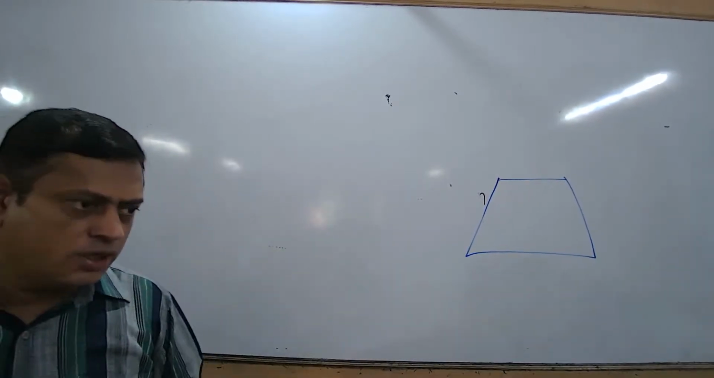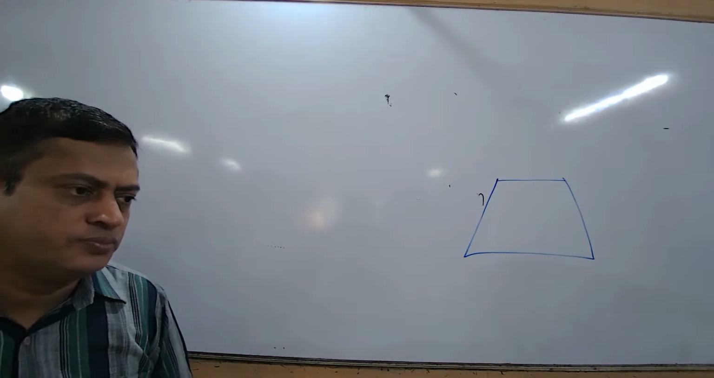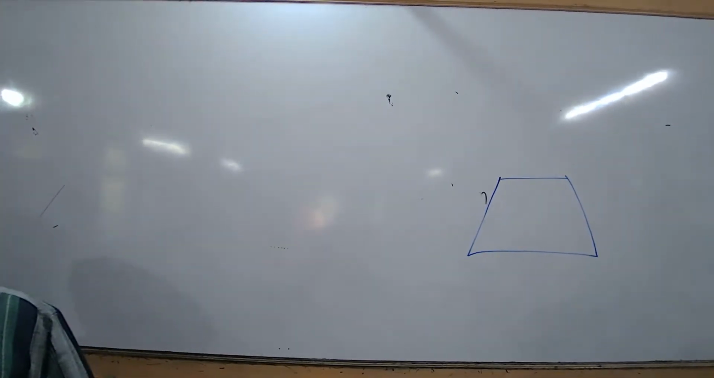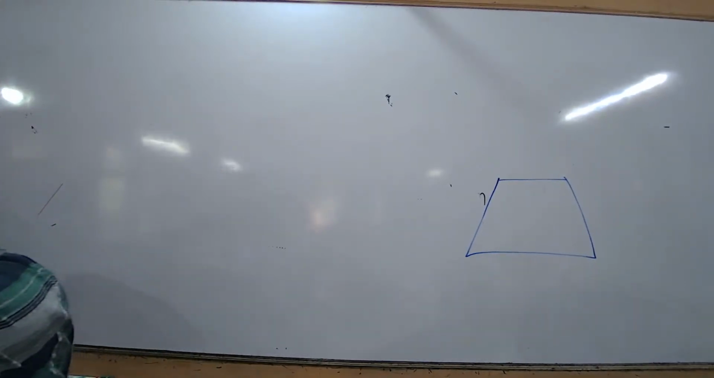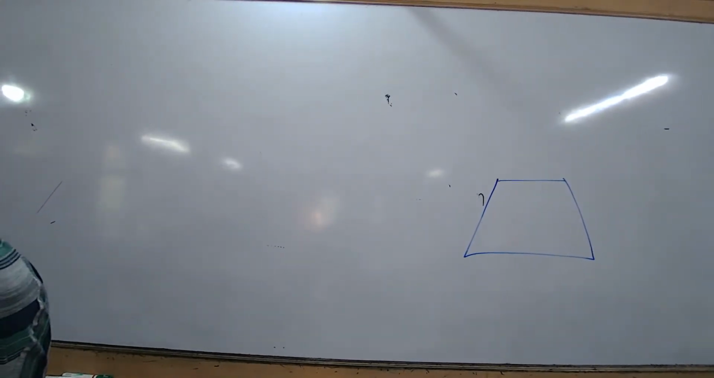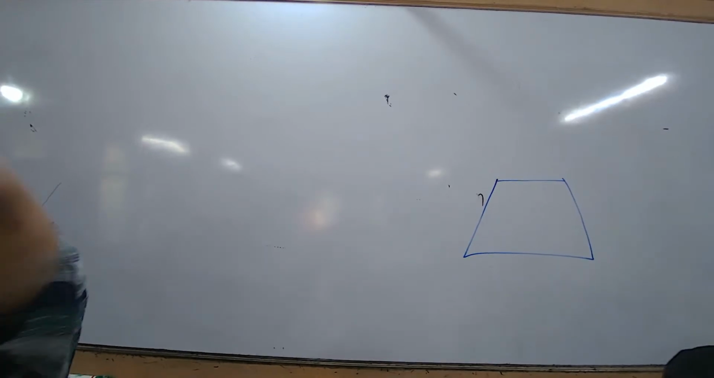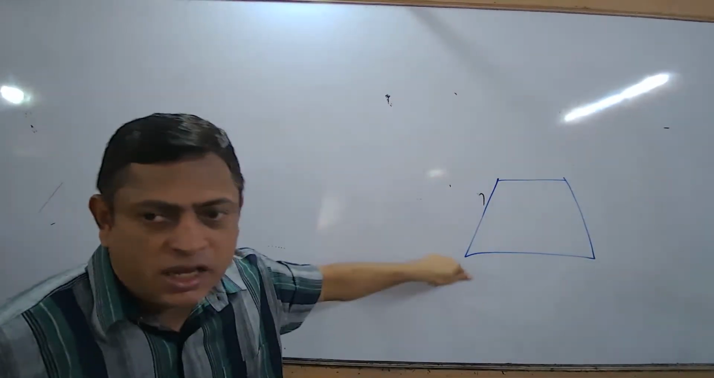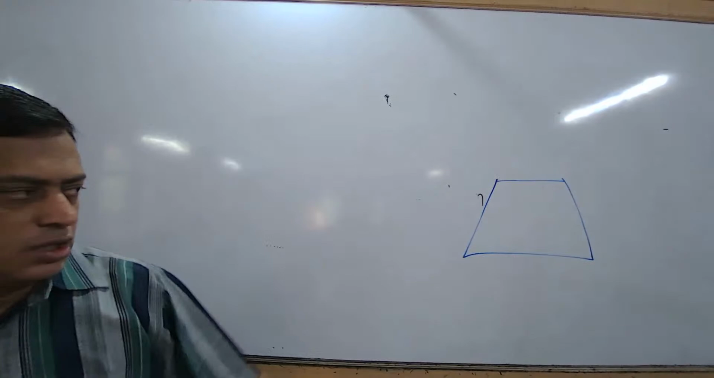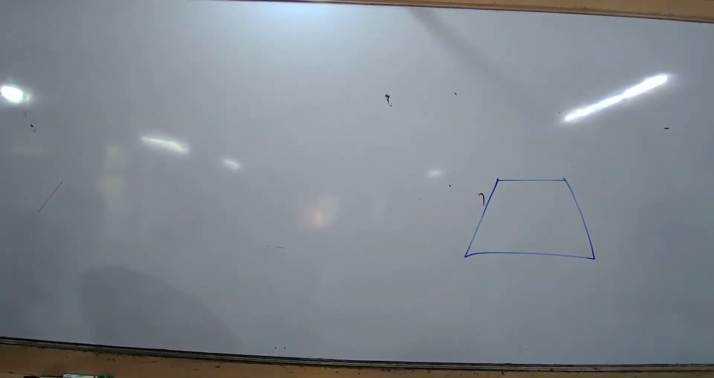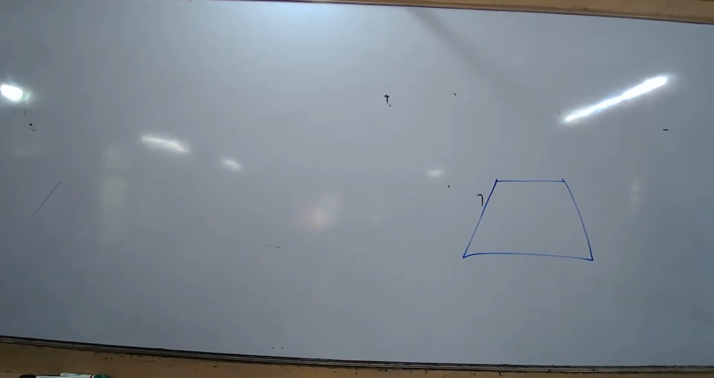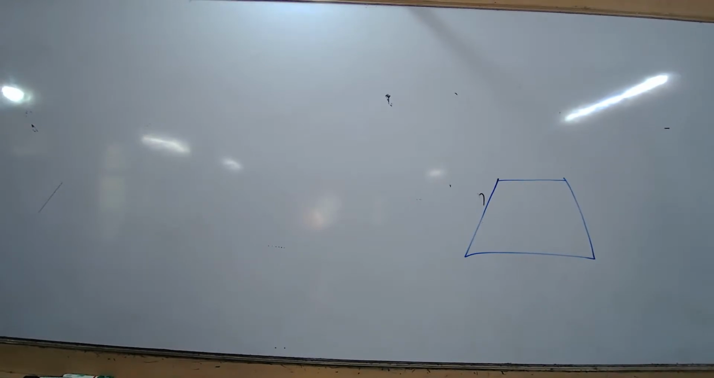There is a special type of trapezium. Isosceles trapezium. Heard about it? What is an isosceles trapezium? Non-parallel sides are equal. If these two sides are equal, then that trapezium is called which one? Isosceles trapezium. Non-parallel sides are equal. Go and draw a parallelogram.